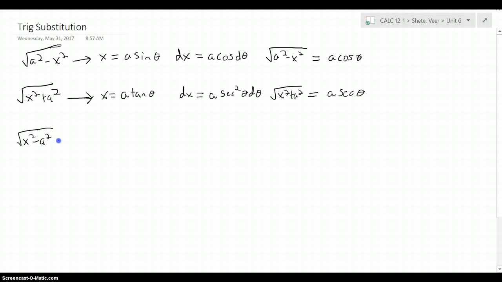And then finally, the last of the functions that we will use trigonometric substitution for when they're involved within an integral is root x squared minus a squared. In this case, our x value will be a secant theta. Our dx value will be equal to a secant theta tan theta d theta. And finally, the root itself, so in this case root x squared minus a squared, will be equal to a tangent theta.